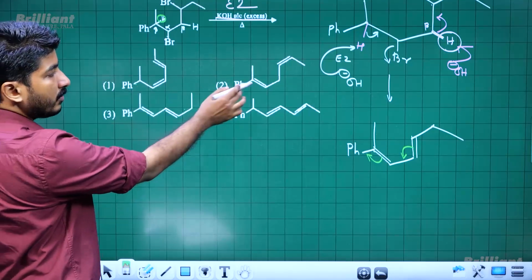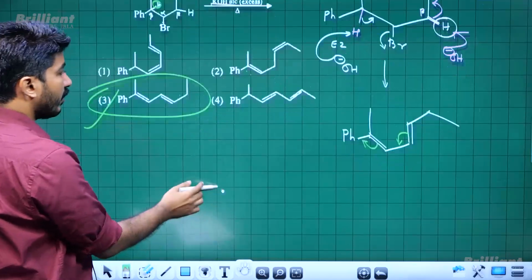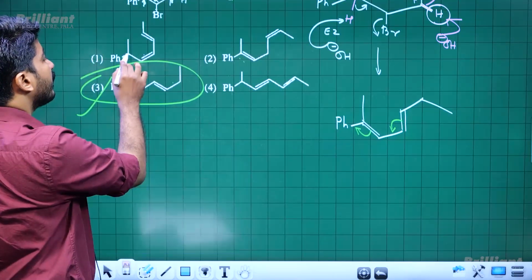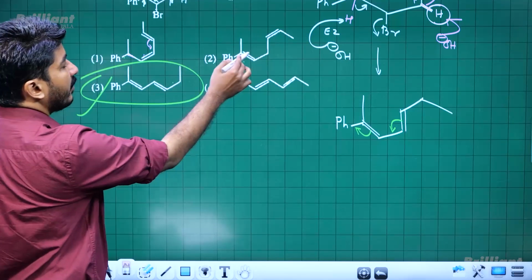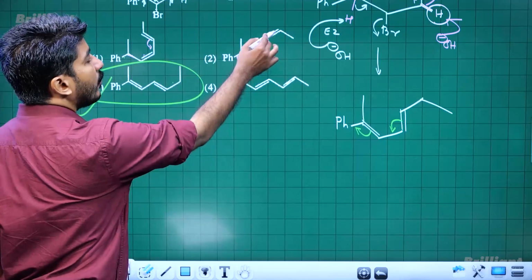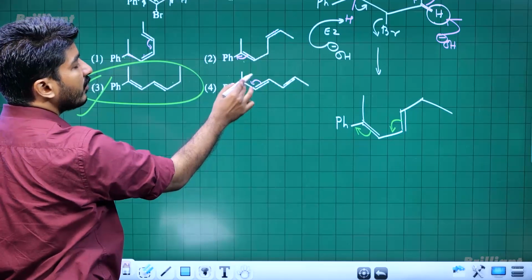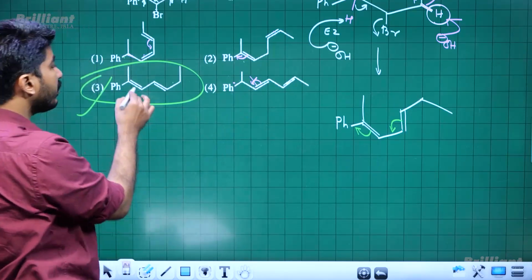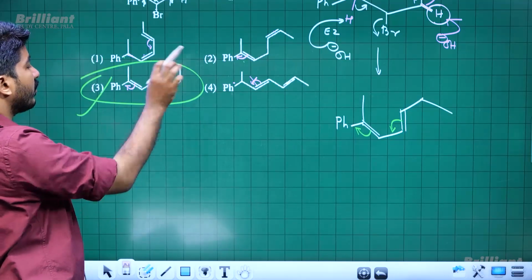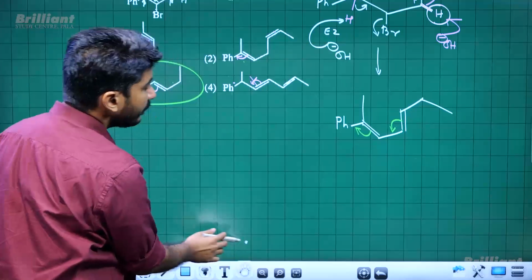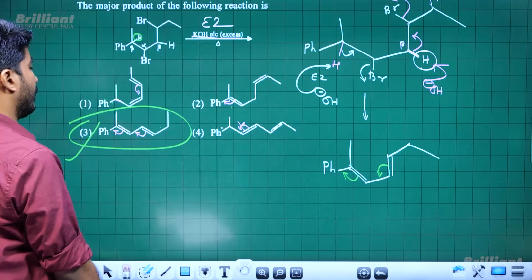This is not that, option 3 only is the correct representation of that structure. You can see that in the first case there is no conjugation, there is conjugation between these two only. This is not conjugated with this, and here this is conjugated with the ring, but that is not conjugated with this. They took the other beta hydrogen. Here this is not conjugated with the ring, so this is a different product. Here this is conjugated with the ring, this is also conjugated with this. So this is the correct final product of the reaction, and that is a more stable product.